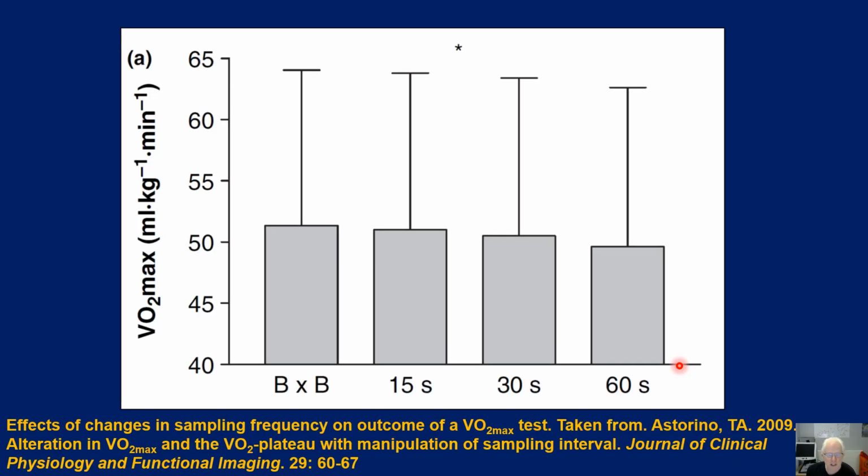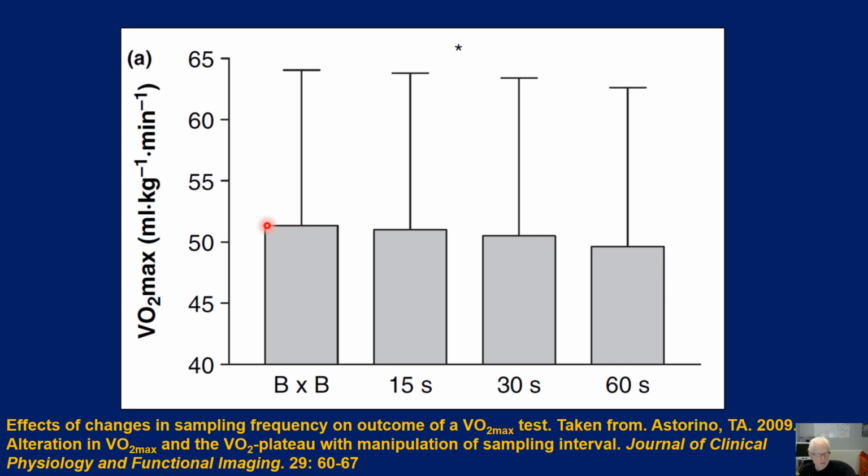And you can just see the difference here. This is again some data from Tad Astorino's lab. So what they've done here is they're showing the effect of using just breath by breath. There's no averaging going on here. It's a 15-second averaging, 30-second to 60-second averaging. And you can see exactly what Midgley was referring to. As you increase, and this is in time averaging, as you increase the time averaging index, you reduce the VO2 max. And it doesn't look much, right?